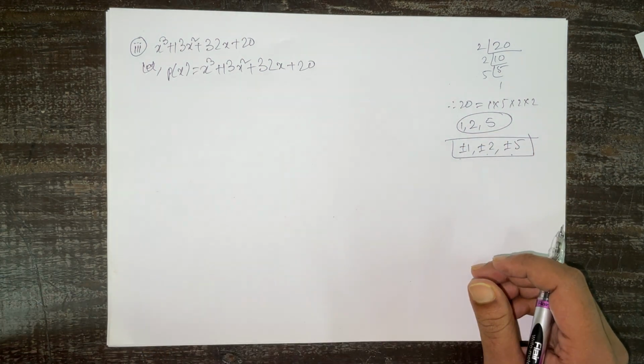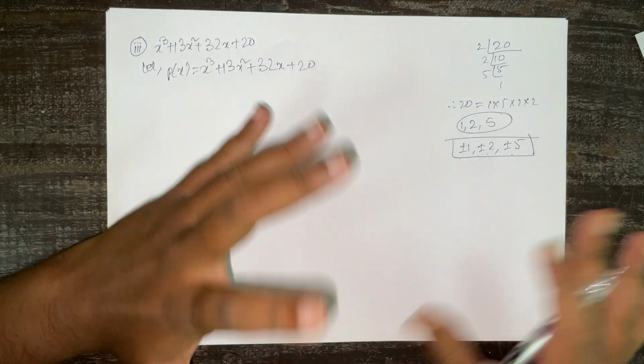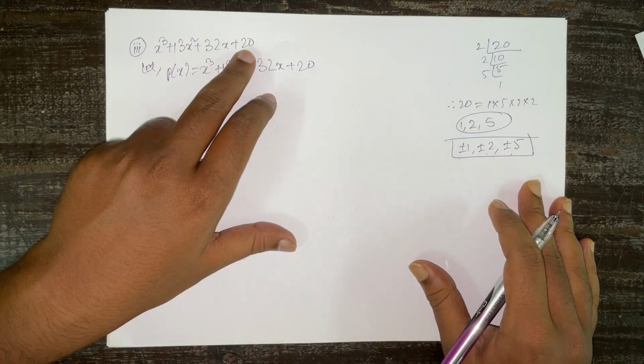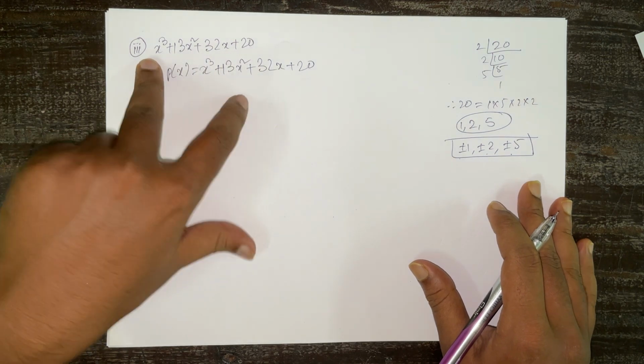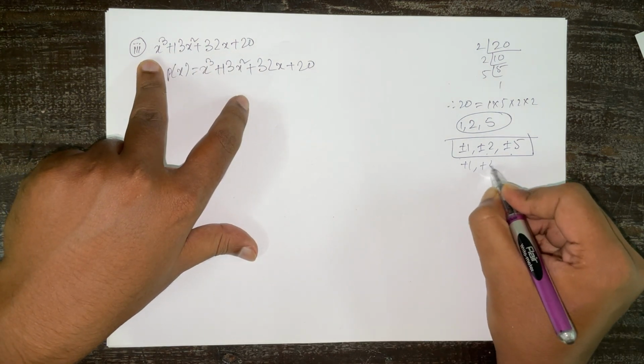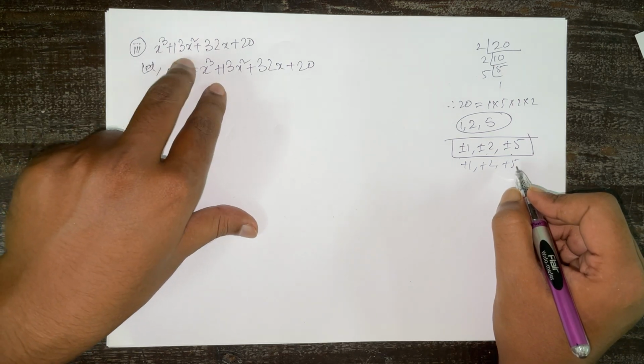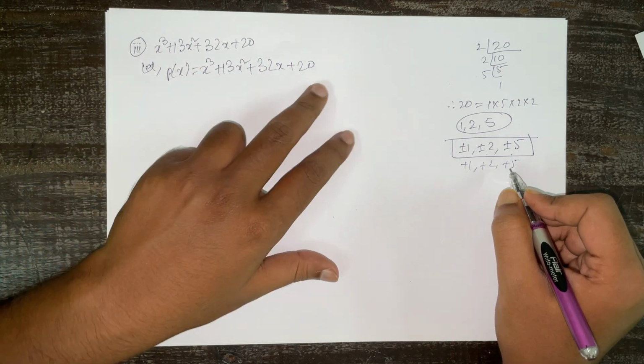So let us try. Now to make it easier, apply some common sense here. All the terms here are added, they are all plus. So if we take plus 1, plus 2 and plus 5, ultimately we are not going to cancel anything out because everything is going to be positive.